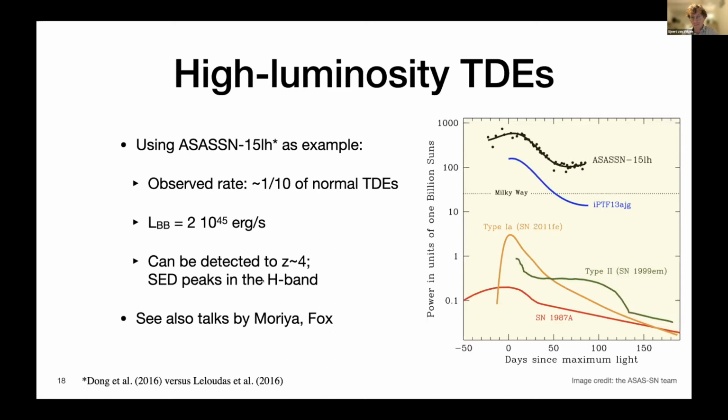And then the SED peaks nicely in the H band. So you start to resolve the full spectral energy distribution. And of course, there are also superluminous supernovae at the epoch of reionization that people are after. So we've seen talks already about this, but keep in mind, there are also superluminous TDEs. So this is exciting. We can see this to really high redshifts.